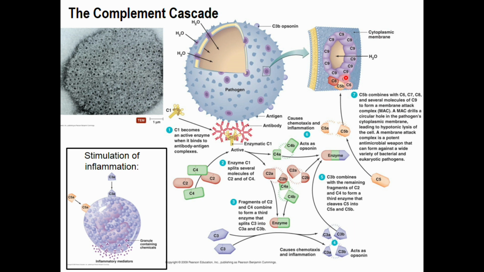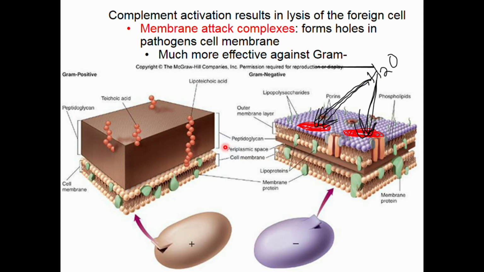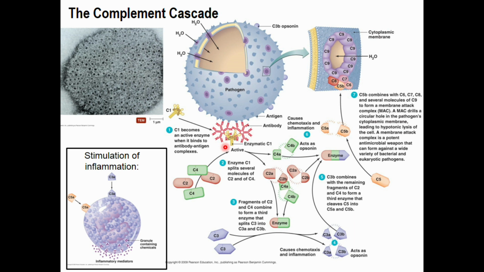Okay, so how did we get to the point where your body has made all of these holes in this pathogen? Well, remember, we're talking about the complement cascade, and what's the first part of the complement cascade? Right? Go back to this. What is the first part? Activation. Okay? So activation is happening right here. So this is the activation.